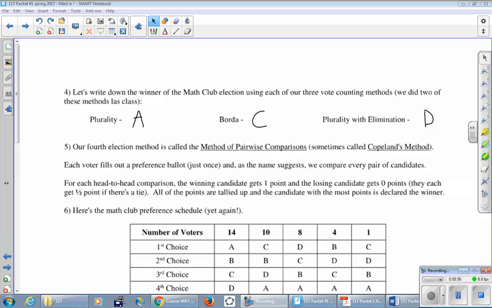For each head-to-head comparison, the winning candidate gets 1 point and the losing candidate gets 0 points. They each get half a point if there's a tie. All of the points are tallied up, and the candidate with the most points is declared the winner.